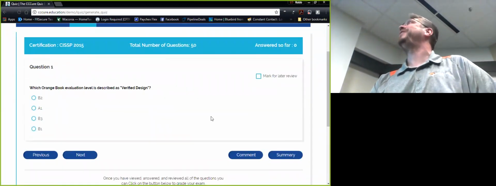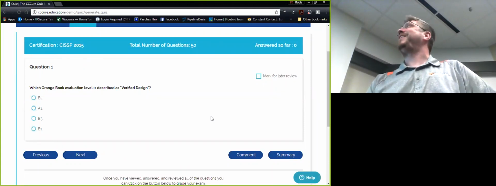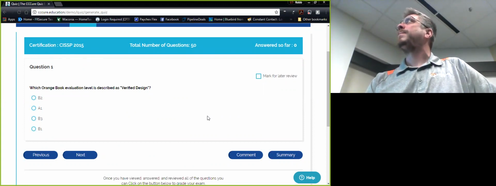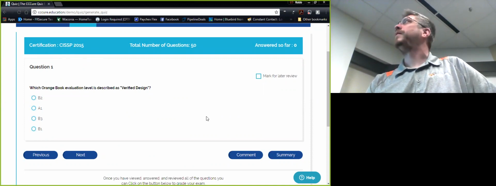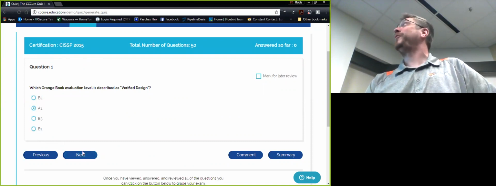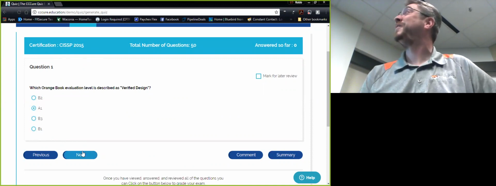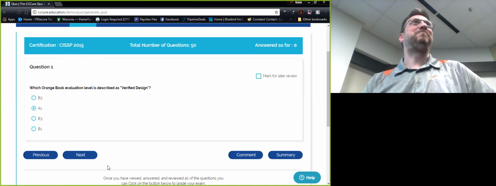Orange Book is verified design. I can picture them and I have no idea. ABCD, the highest that NT ever got was C2. Okay, A3. Verified design would be top level, I think. You think it's A? All right, I won't argue because I don't remember. That's one of those ones, as soon as I passed, it's just gone.